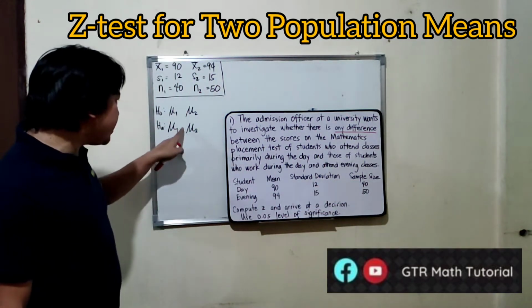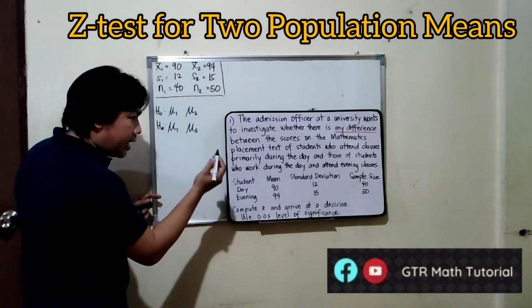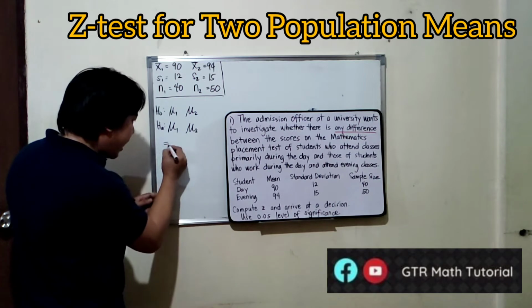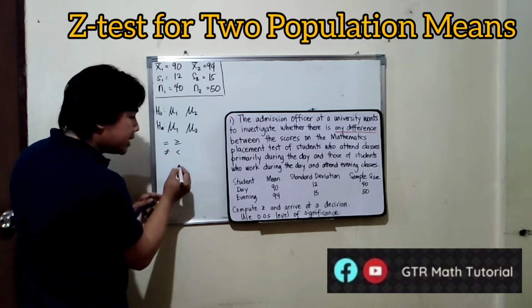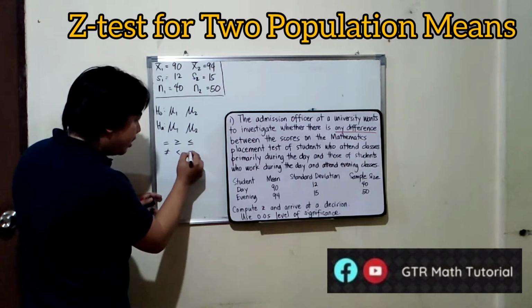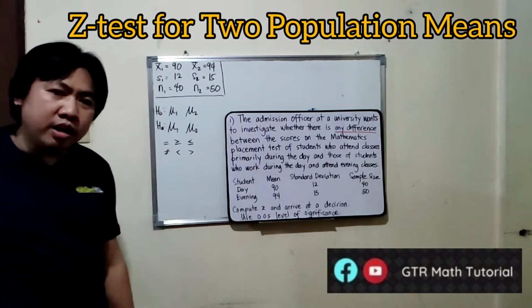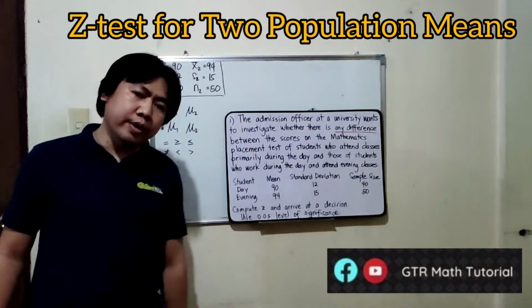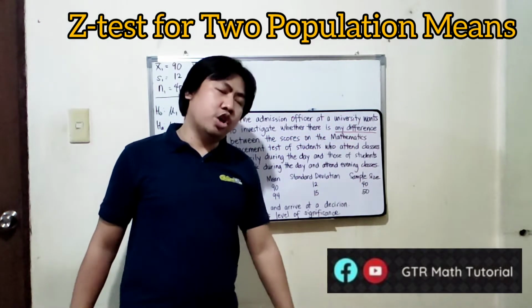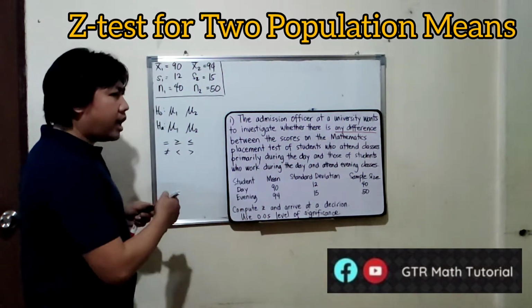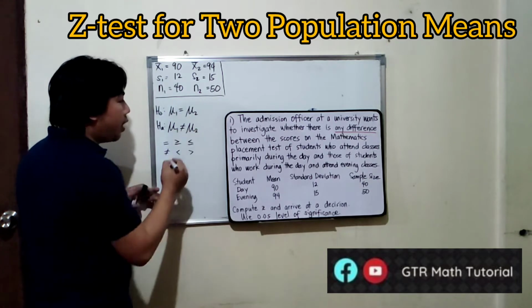So we're just going to write the symbol. So the symbol that we use in hypothesis are equal and not equal, or greater than or equal, and then less than, or less than or equal, then for alternative is greater than. So which pair of symbols or inequalities are we going to use? So the keyword is any difference. So when we say any difference, so the symbol that we're going to use are equal and not equal.